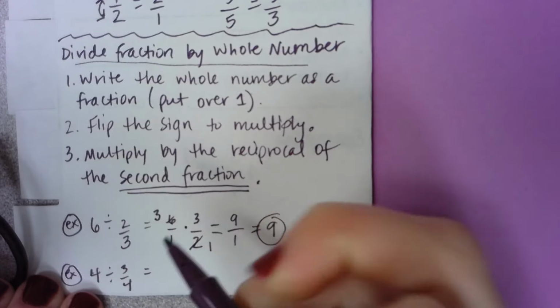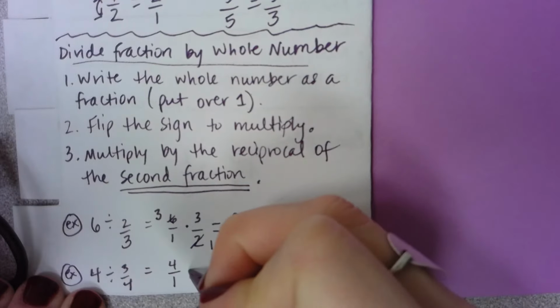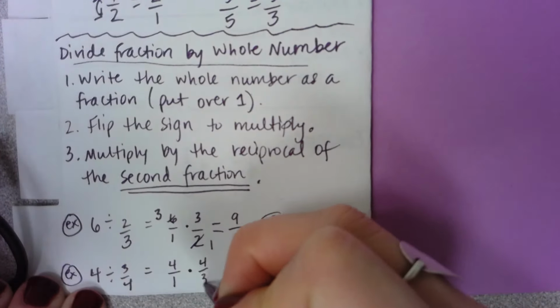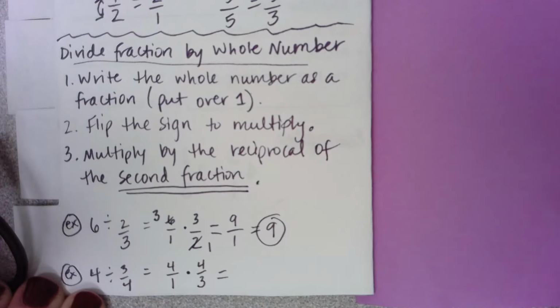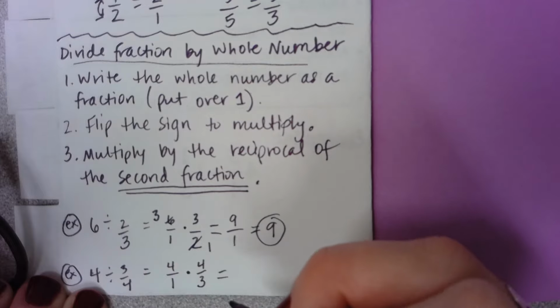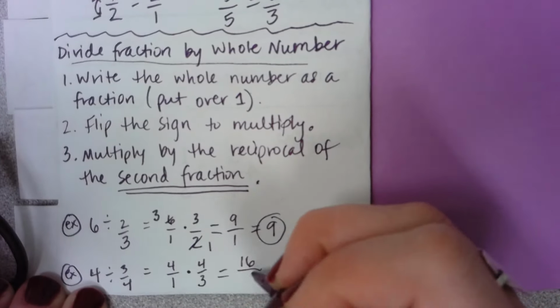When I'm solving, I put my whole number over 1. I flip my sign, and I flip my second fraction. So now I have 4/3. And I can't get rid of any ahead of time, so I'm going to just multiply straight across. 4 times 4 is 16. 1 times 3 is 3.